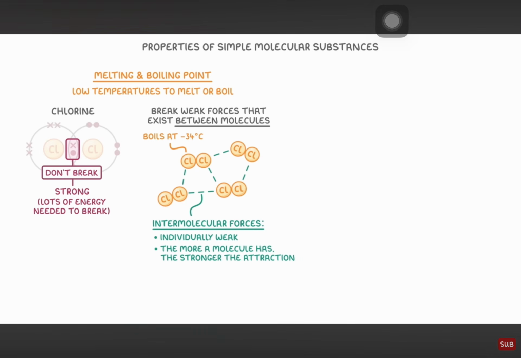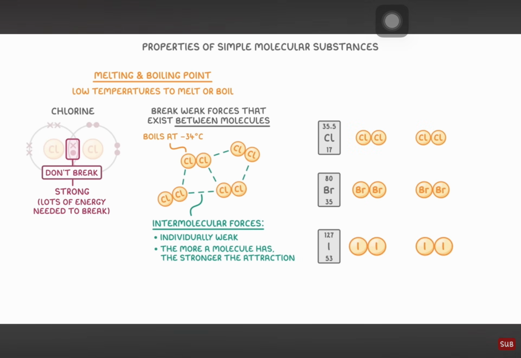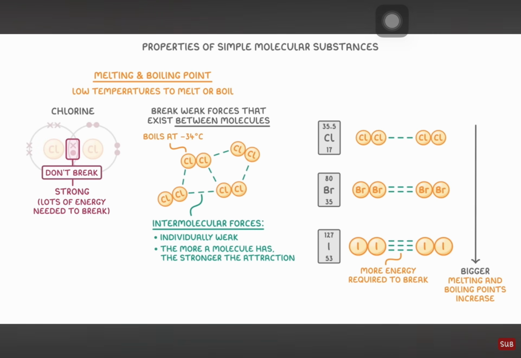For example, let's compare the halogens, chlorine, bromine, and iodine. Because we're going down the group, the atoms and thus molecules are getting bigger, so there'll be more intermolecular forces between them. This in turn means that more energy will be required to break them all, so the melting and boiling points should increase as you go down the group, which they do, as bromine has a boiling point of 59 degrees, and iodine doesn't boil until 184 degrees.